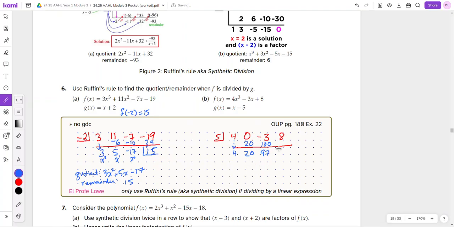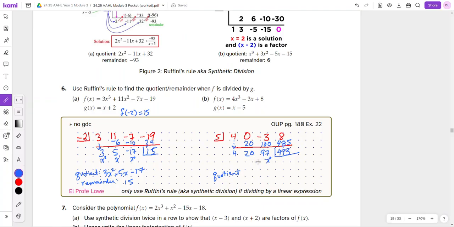5 times 97, that's like 5 times 100, which would be 500, then minus 3 times 5, so this would be 485. Then 8 and 485 would be 493. If the numbers are particularly large, maybe you'll have a calculator for this, but these are fairly reasonable to compute. So we want the quotient and the remainder. That tells us that the quotient is going to be with these.